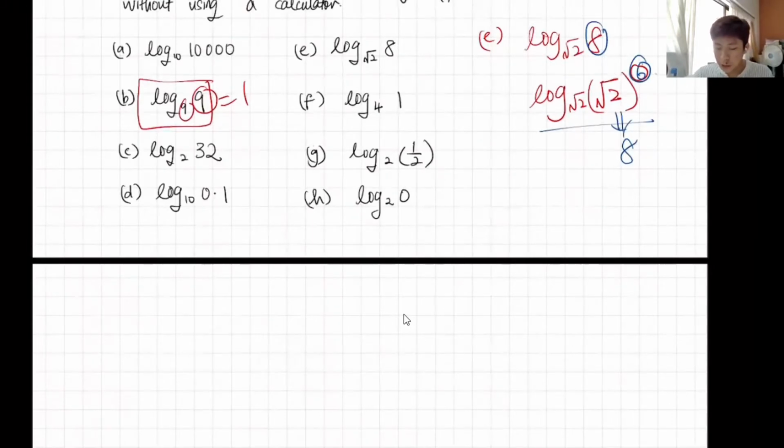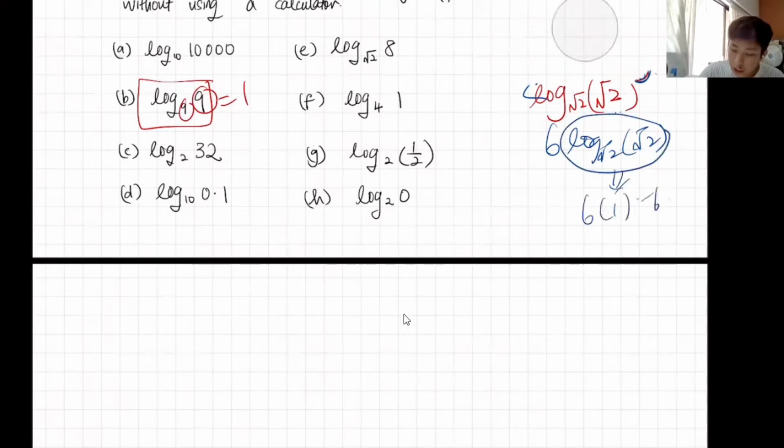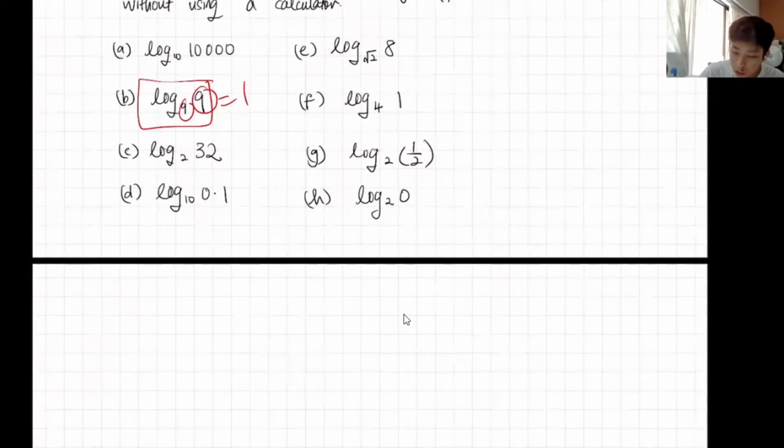Understand or not? Okay. This is one of the methods. So you know that the answer is 6. You just bring the answer down there. So wait, I repeat again. How do you know the answer is 6? You throw the power to the front, it becomes 6 log square root 2 of square root 2. Square root 2 and square root 2 are the same thing, so the log will become 1. So it is left with 6 times 1, which is equal to 6. So it is something you want to highlight. Highlight it yourself. It's a question that is quite tricky.